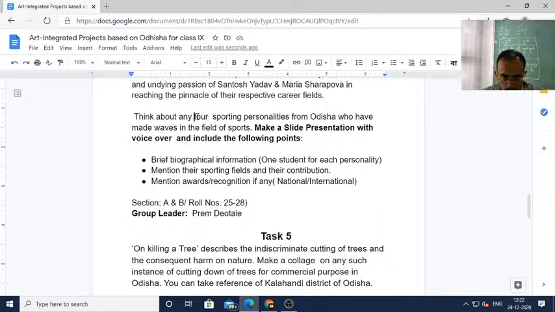So say for example 4 sporting personalities. So 4 people will take up and include these 3 points in their content write up, as well as submit photographs of those 4 sporting personalities. Select one photograph from their childhood, one when they became famous, and if possible one of awards and recognition also. So I shall forward you the list of students.